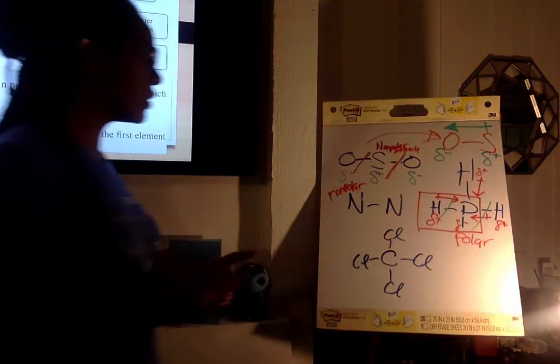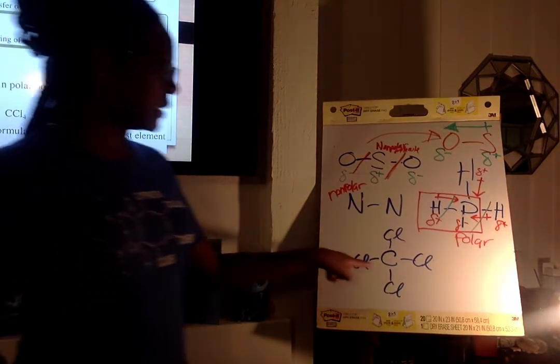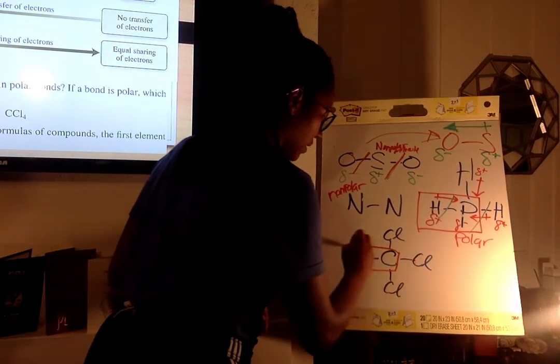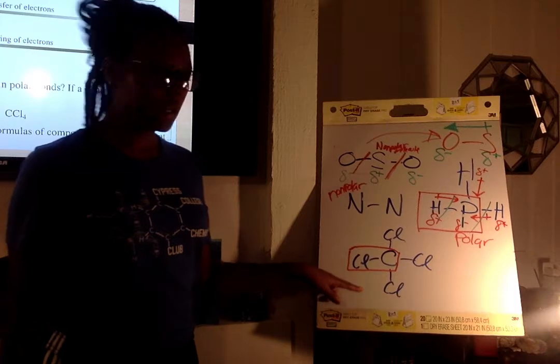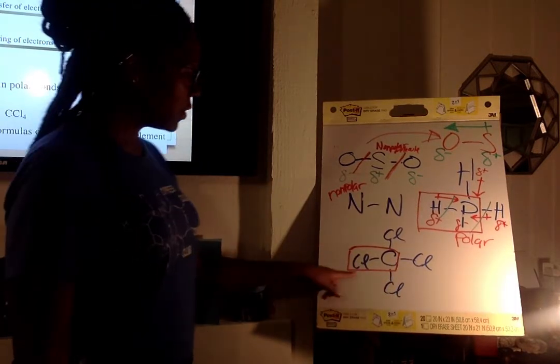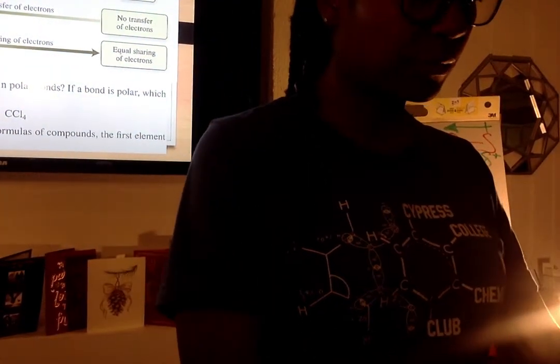Okay, and then we have our last one. Once again, all of these bonds are the same: carbon and chlorine, carbon and chlorine, carbon and chlorine, carbon and chlorine. So when you look at carbon, let's look at that on our periodic table.